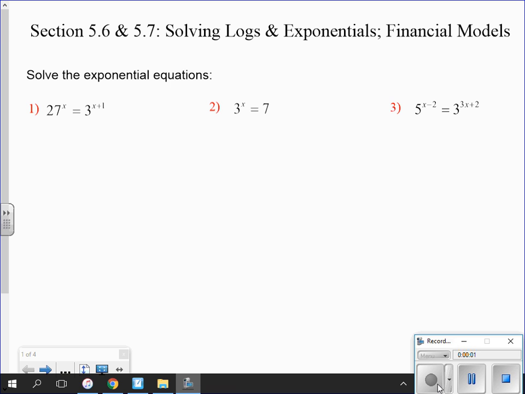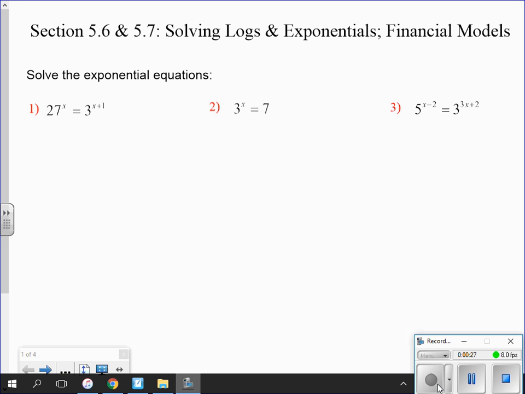Ways about solving exponentials and solving logarithms. Because exponentials and logarithms are inverse functions, you will often use one to solve the other. Not always, but you will often use one to solve the other. Now, the first three problems we have up here are exponential equations.